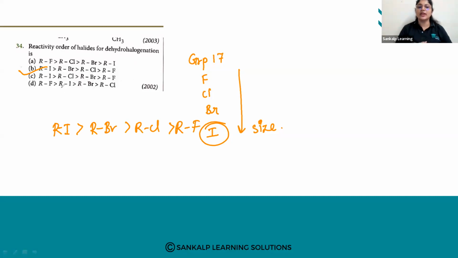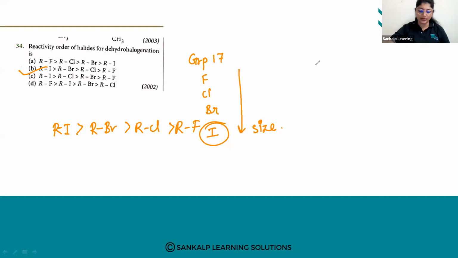So when you're talking about reactivity, as you know, as you go down the group, what will happen? The number of shells increases. As the number of shells increases, size increases, so the atom will be stronger. So the bond between the alkyl halides will be stronger, and it will hold the alkyl group more strongly. Because of that, the reactivity of RI will be greater, then RBr, then RCl, and then RF. So this is the reactivity of halides towards dehydrohalogenation.